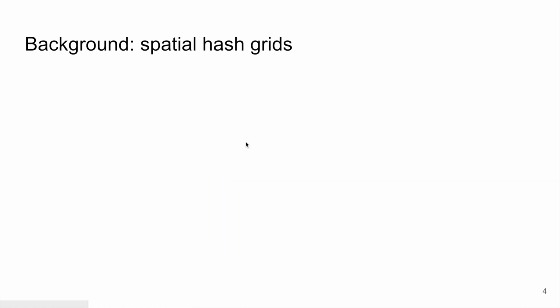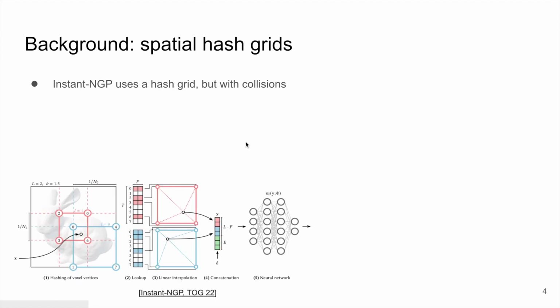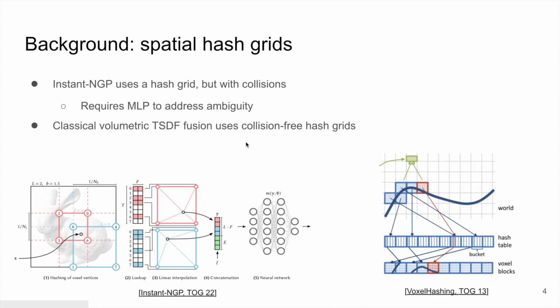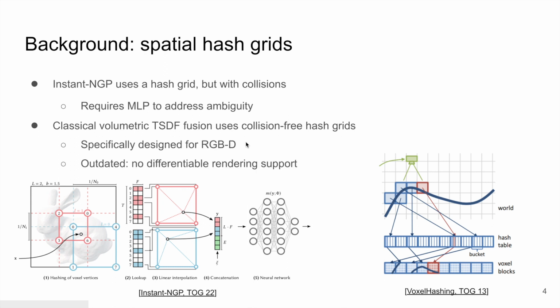To speed up surface reconstruction, an intuitive approach is to exploit its spatial sparsity using hash grids. Instant NGP implements a multi-dimensional hash grid but needs MLPs to address hash collisions. Classical volumetric TSDF fusion, such as voxel hashing, supports collision-free hash grids but is specifically designed for RGBD sensors and is outdated without differentiable rendering support.